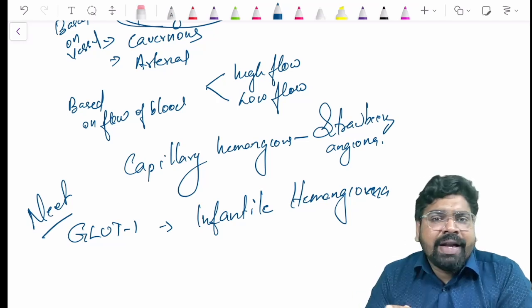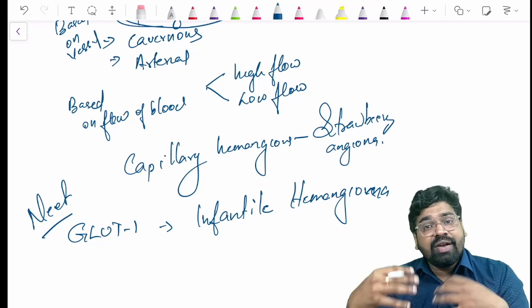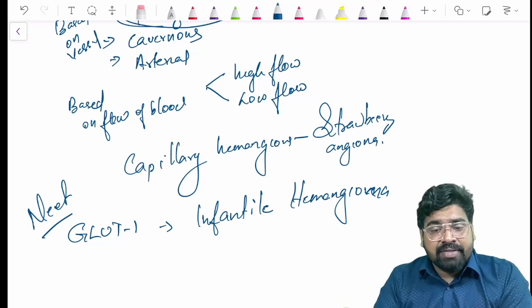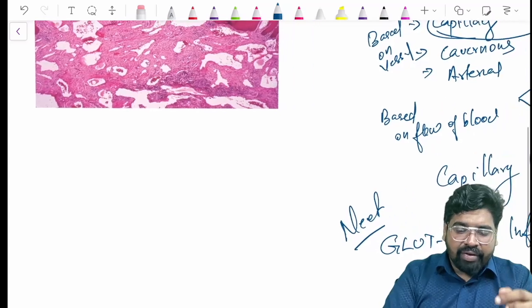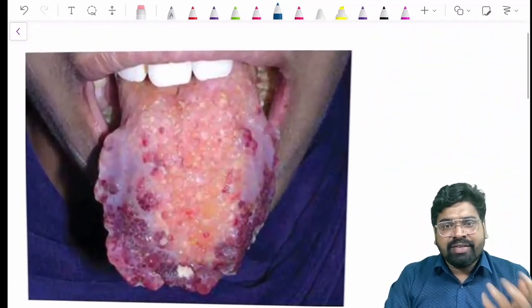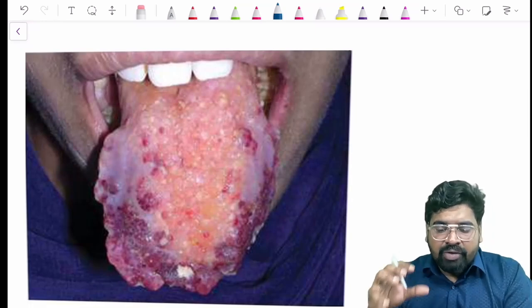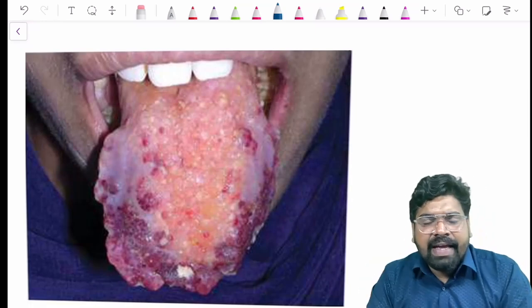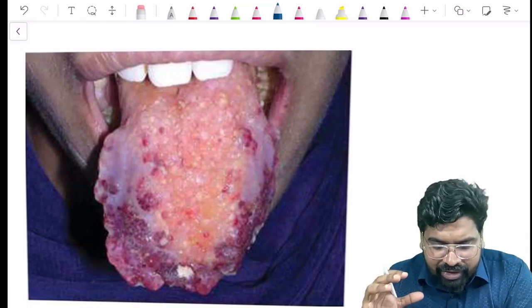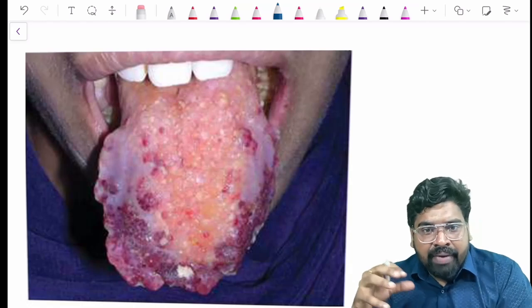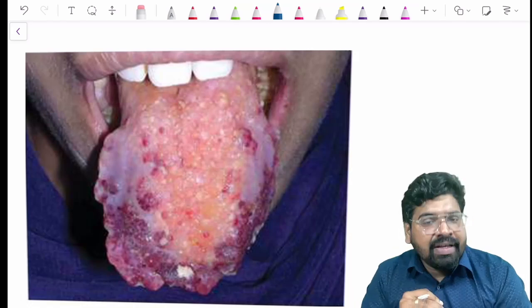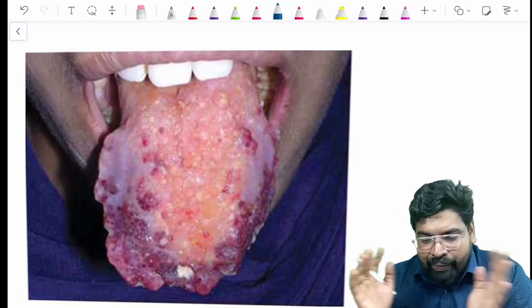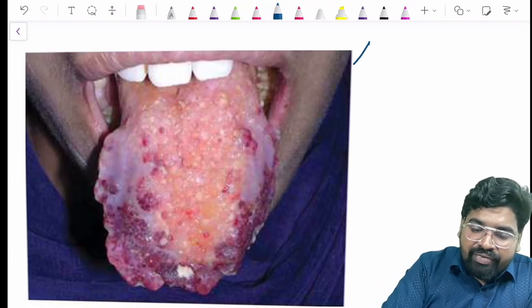Now there is one more vascular structure, that is your lymph, the lymphatic channels. If a defect occurs in the lymphatic channels, it's called lymphangioma. Can you see this picture? Please look at this very carefully. You can see the tongue of this person, and it has many large enlarged pebbly surfaces. You will feel that this is a hemangioma because of the red color. No, this is not a hemangioma. This is called a lymphangioma.